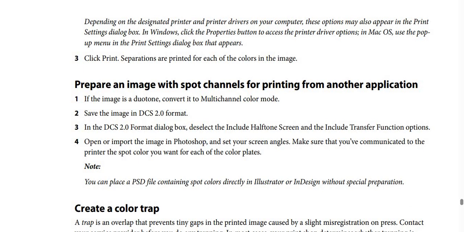How to prepare an image with spot channels for printing from another application. We have 4 steps. Step number 1. If the image is a bitmap, convert it to multichannel color mode first. Step number 2. You should save the image in DCS 2.0 format. Step number 3. In the DCS 2.0 Format dialog box, you should deselect the Include Halftone Screen and Include Transfer Function options. Step number 4. Open or import the image in Photoshop and set your screen angles, and make sure that you have communicated to the printer the spot color you want for each of the color plates.